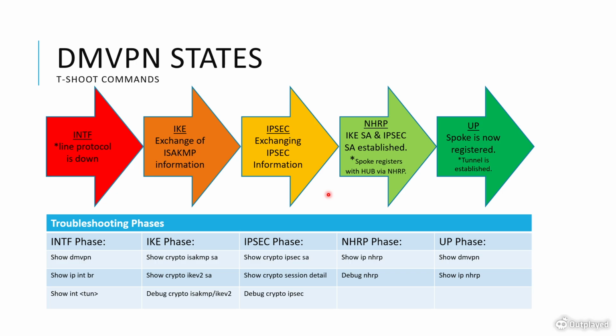Now, if you're using tunnel protection on your tunnels, again, you can go to show run | section crypto and double check, make sure that anything you put in there for IPsec matches your neighbors.